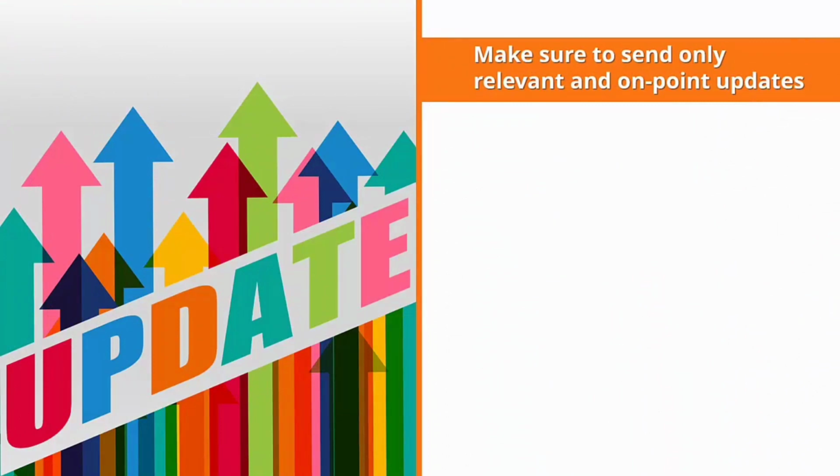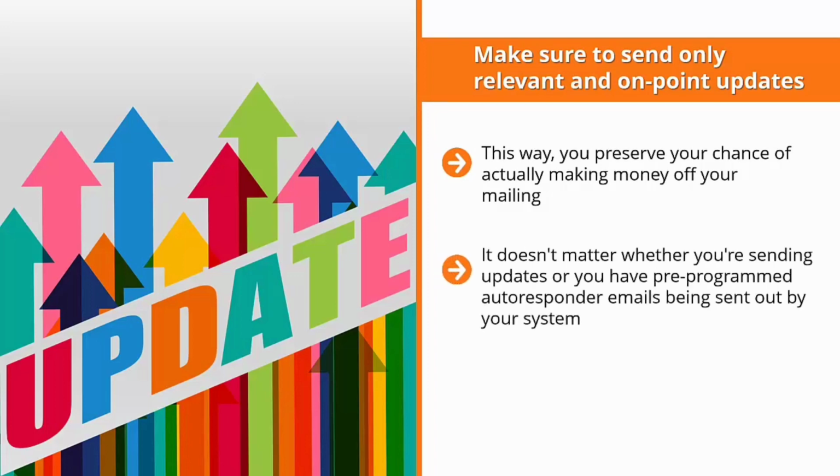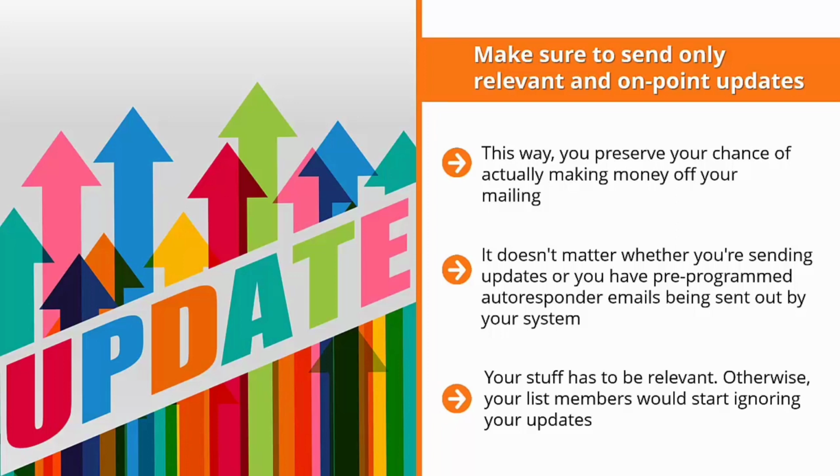Make sure to send only relevant and on-point updates. This way, you preserve your chance of actually making money off your mailing list. It doesn't matter whether you're sending updates or you have pre-programmed autoresponder emails being sent out by your system. Your stuff has to be relevant. Otherwise, your list members would start ignoring your updates.